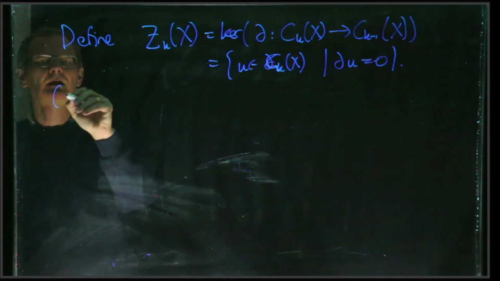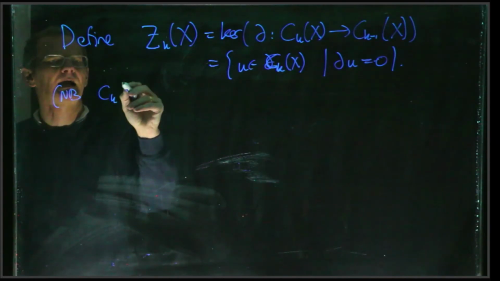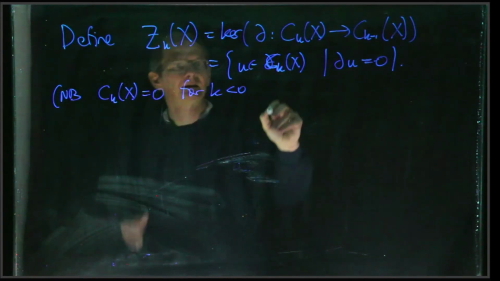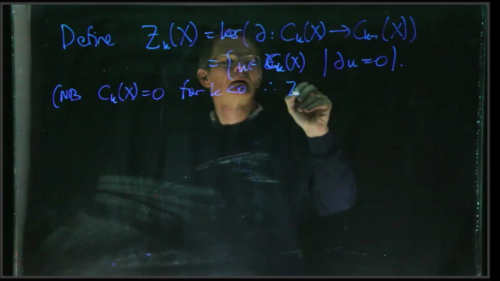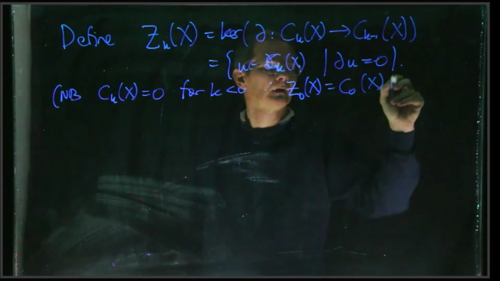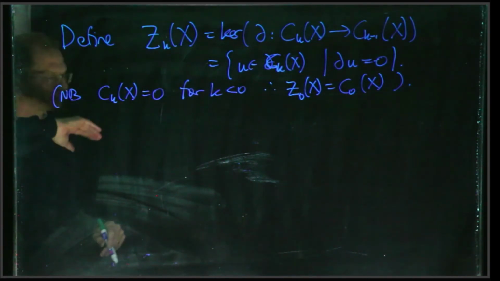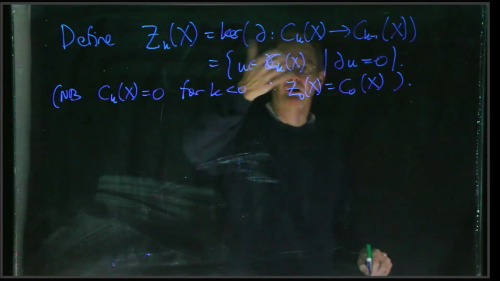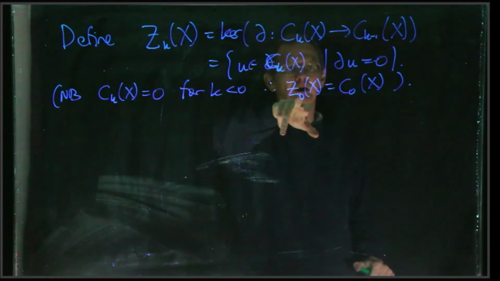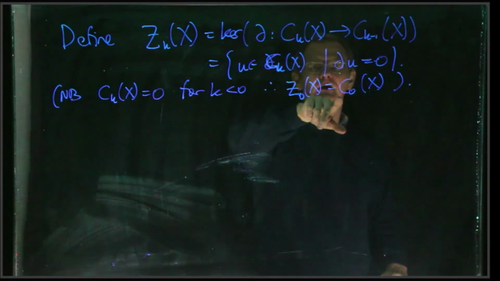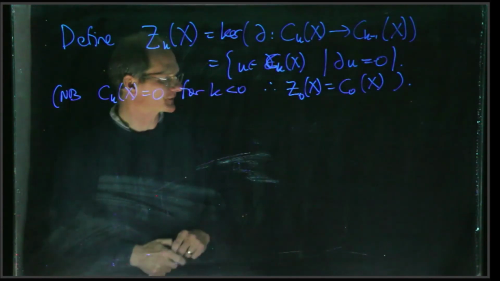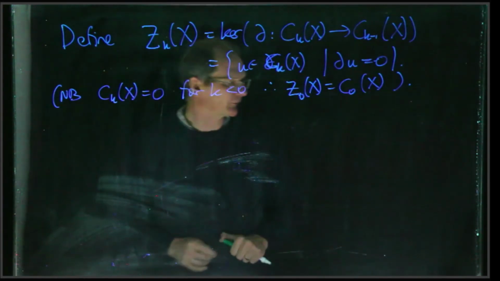Let's just recall C_k(X) is 0 when k is negative. To interpret this, right down at the bottom, Z_1 is just the kernel of d going from C_1 to C_0. That's all perfectly normal. And then for Z_0, that should be the kernel of d going from C_0 to C_(-1). But C_(-1) is 0, so the differential from C_0 to C_(-1) is just a 0 map, and Z_0 is the whole of C_0.